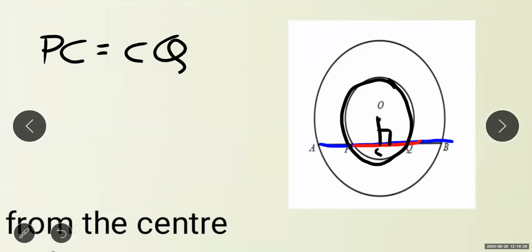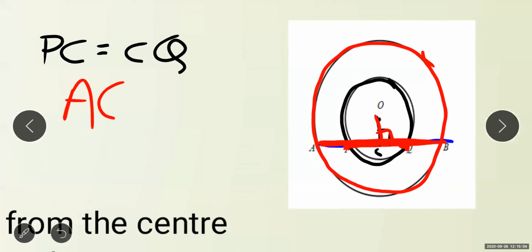Now if you are talking about the bigger circle, I am not explaining the solution directly. I am just telling you how to find the answer. We are talking about the bigger circle and this is the chord. Again, because of this perpendicular, this chord is bisected. I'm just hiding this P and Q. Then you will get AC is equal to CB.